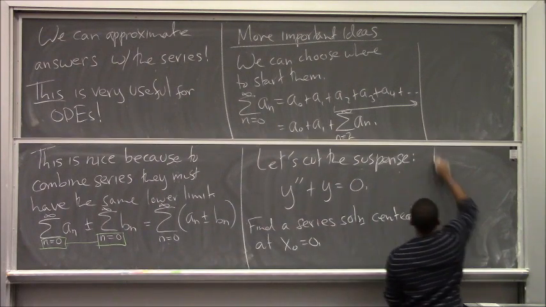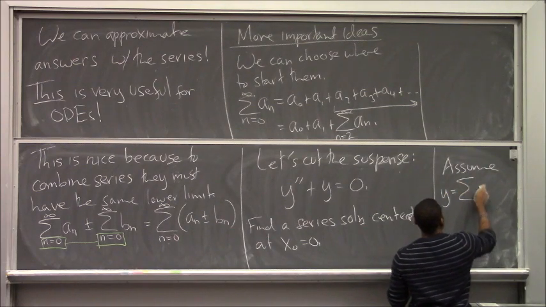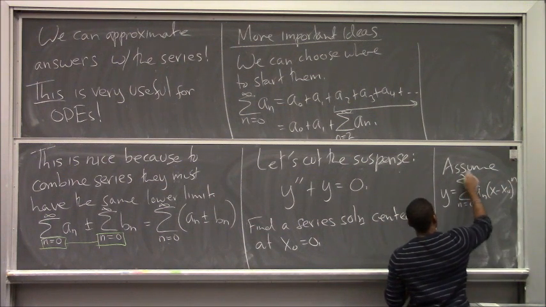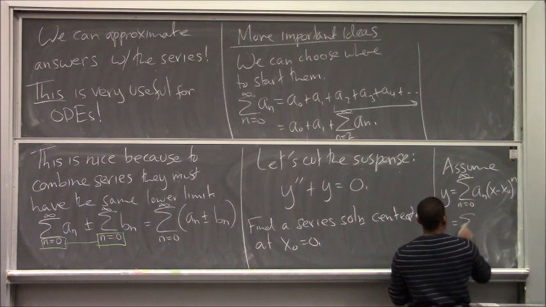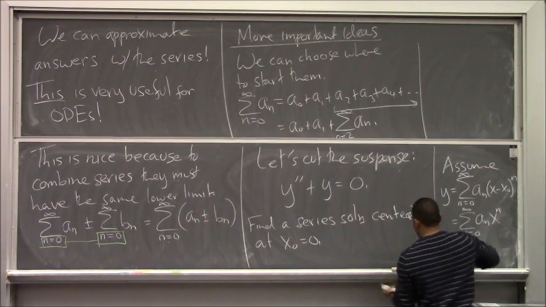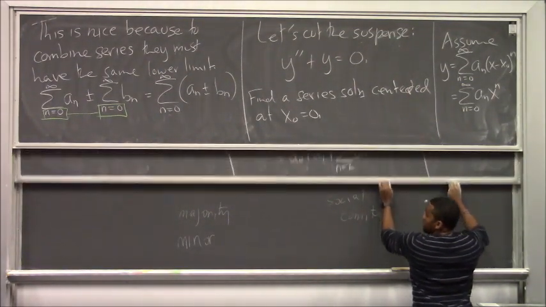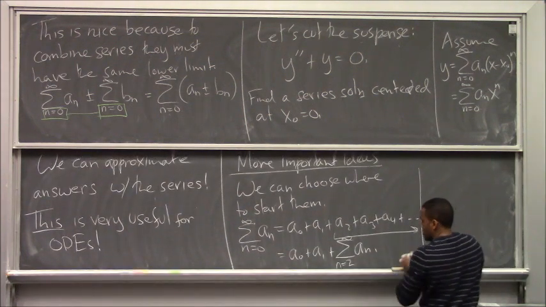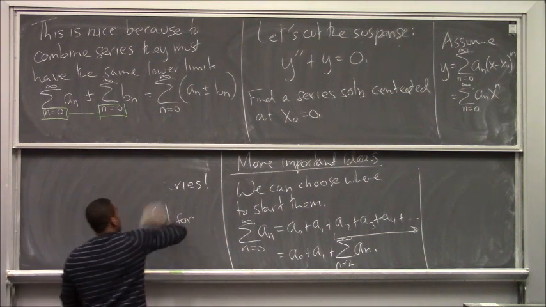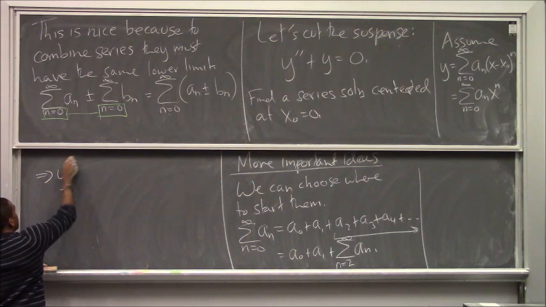So basically, this means we're going to assume our y is some series, a_n (x minus x naught) to the n, n goes from 0 to infinity. If my x naught is 0, this just looks like a_n x to the n. Now, if that's my function, how do I know it's going to solve that differential equation? You plug it in, right? Just like always, we're going to plug it in and we need to solve for the coefficients that make it work. So, this means I need to be able to find y prime.